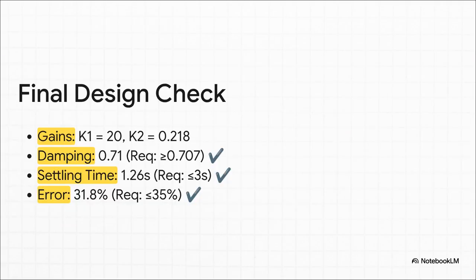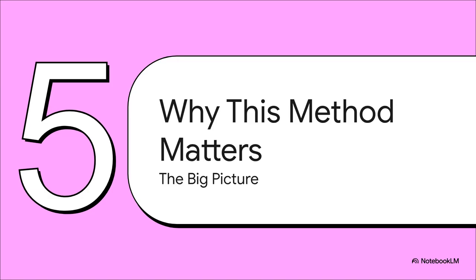And here it is, the final design check. With our chosen gains of K1 equals 20 and K2 equals 0.218, we get a damping ratio of 0.71, just enough to stop that overshoot. The settling time is a lightning-fast 1.26 seconds, which is great. And the error is well within spec. This two-step mapping process led us straight to a design that meets every single one of our requirements. Success!